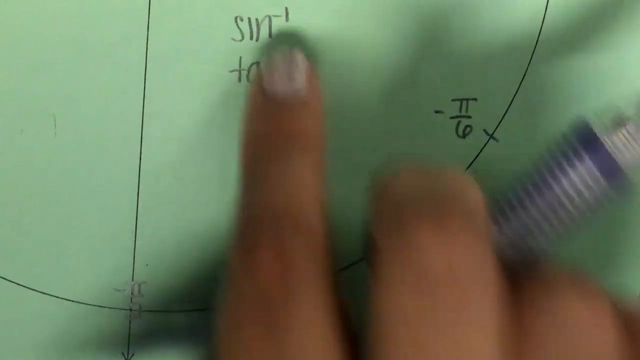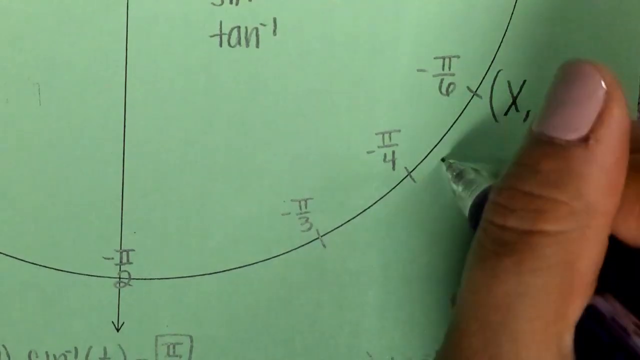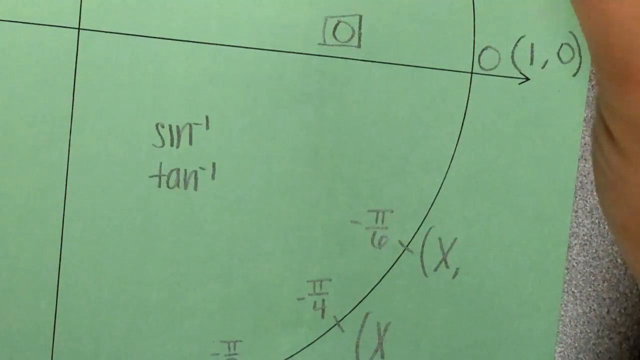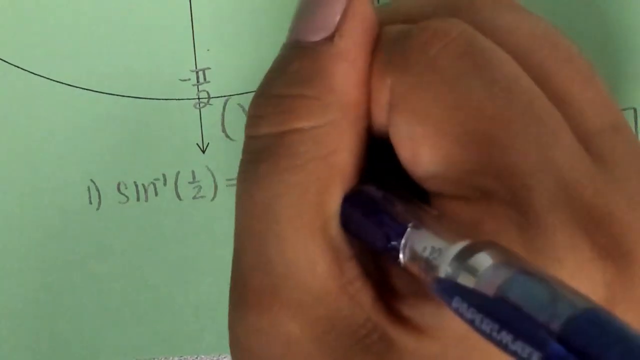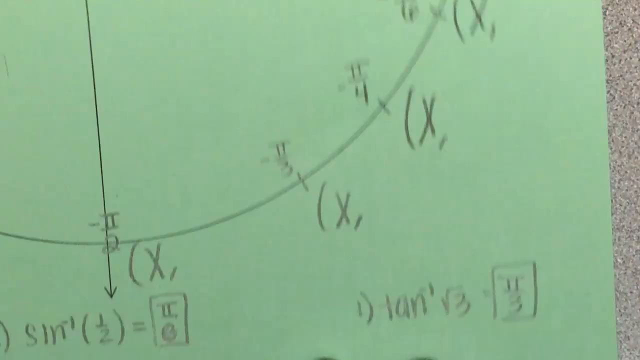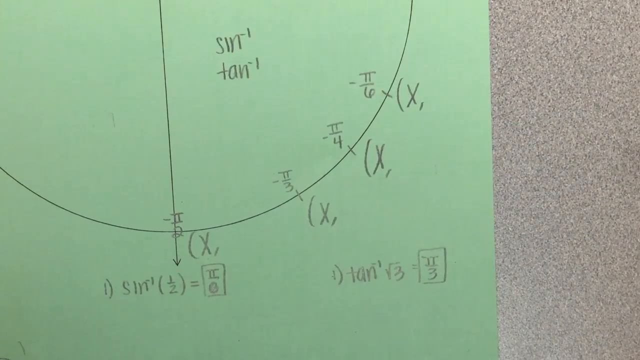So quadrant 4, we already talked about it. Sine and tangent are in quadrant 4. So I'm not going to have a cosine value at all. We already did those cosine values up here. So I'm just going to put an x where cosines are because I'm not going to have one of those. I'm not going to have anything there.